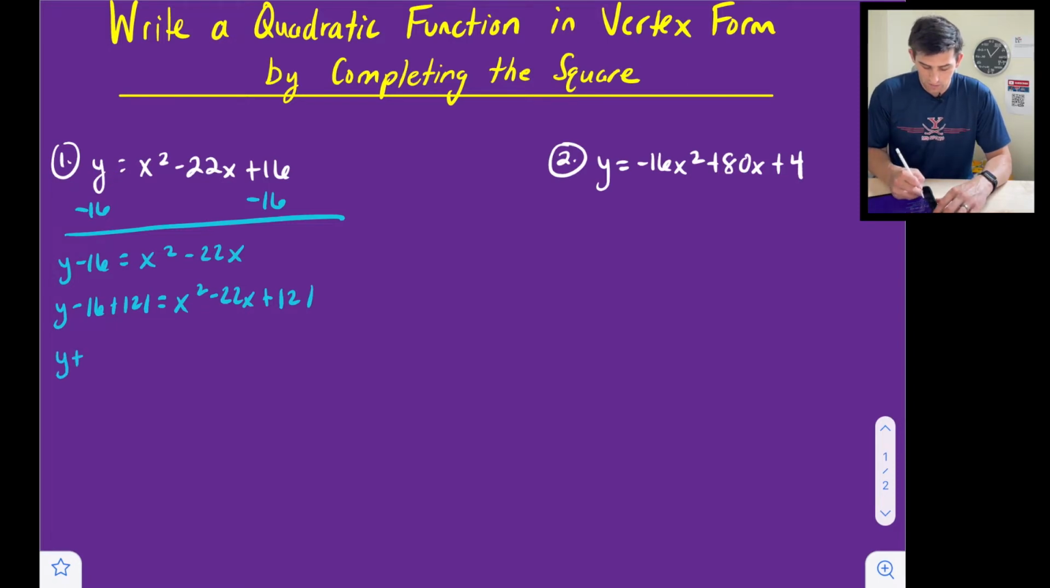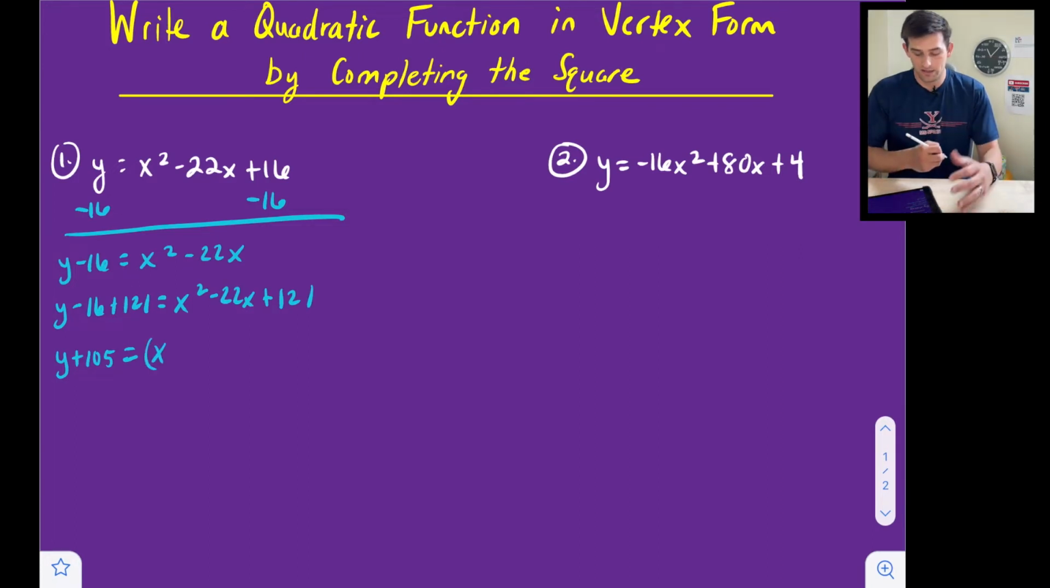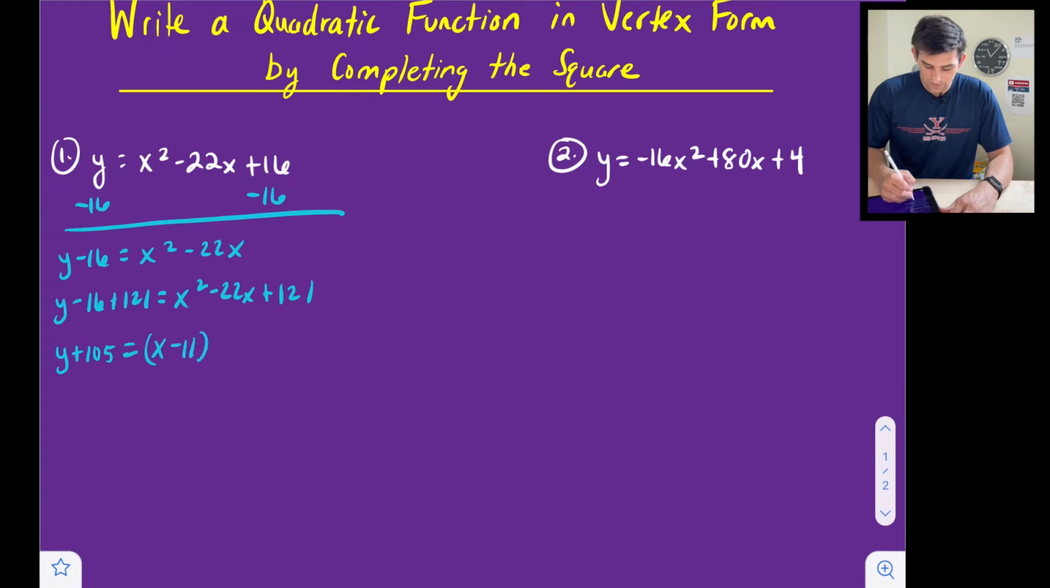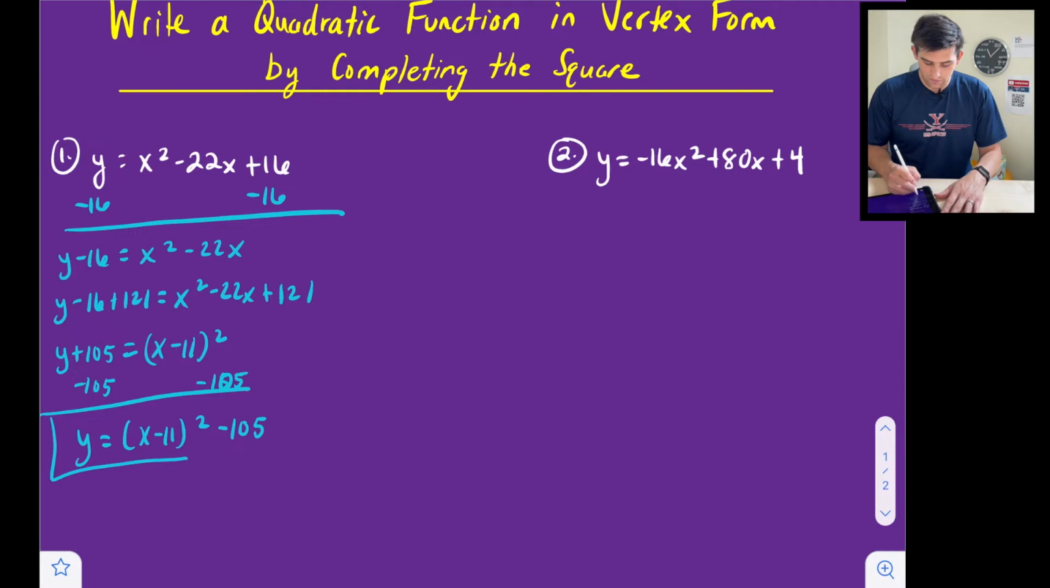So now we have y plus 105 is equal to, and now remember we can write this perfect square trinomial as the square of a binomial. So this would be x minus 11 quantity squared. Now we are just one step away, right? Let's subtract this 105, and then we are in vertex form. So now we have y equals x minus 11 quantity squared minus 105. And so this would be our vertex form, with our vertex being at the point 11 comma negative 105.